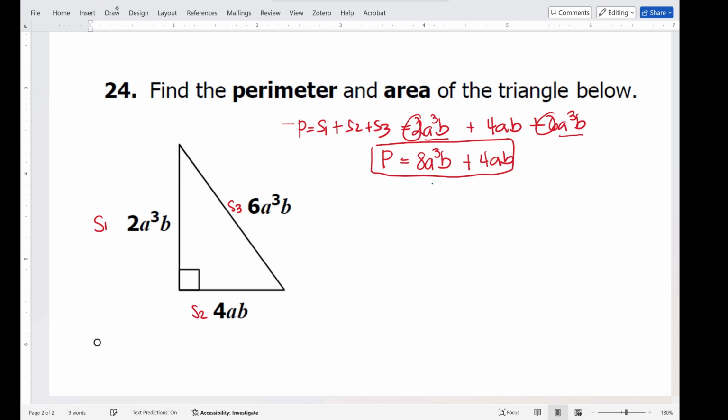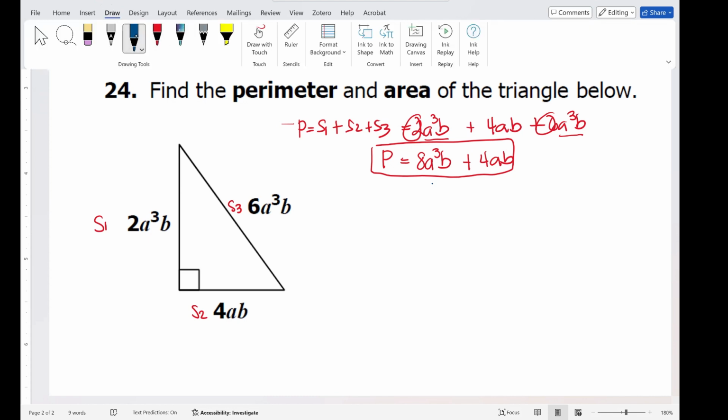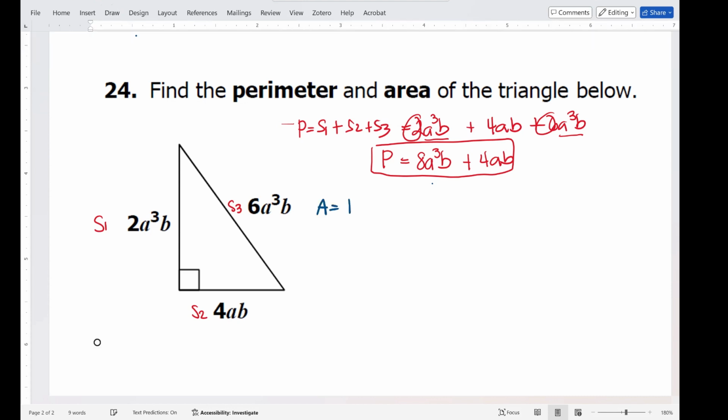Finally, let's solve the area of this shape. So again, it's a triangle. I'm going to use my formula: base times height divided by 2. Okay, let me erase my labels here. So this is my base, and this is going to be my height. Okay, so my base is 4ab. I'm going to put them in parentheses. That means multiplying, times 2a cubed b all over 2.